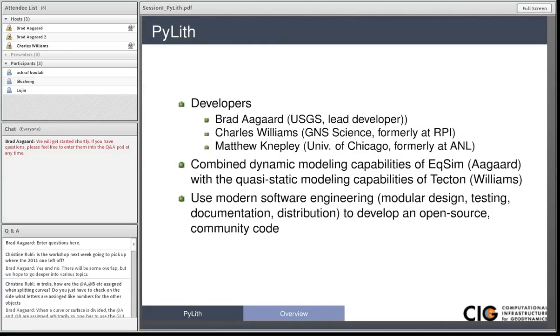And we decided that we would get farther by combining our efforts into a single code that we could expand and develop further capabilities, to leverage the efforts of putting things together. Our goal is to use modern software engineering, such as modular design, testing, documentation, and distribution to develop an open source community code. And hopefully this code will continue to live on and we can get additional contributions from the community.